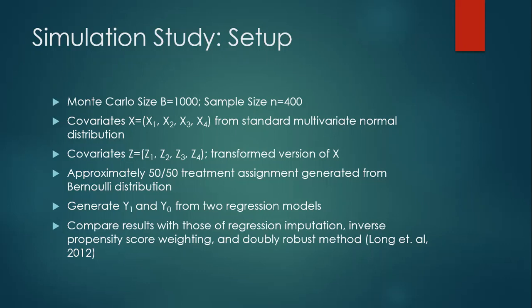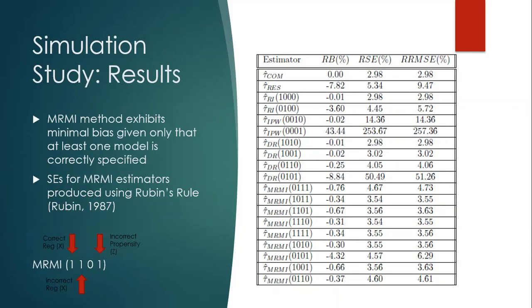So some brief background on the simulation study. We generated covariates X from the standard multivariate normal distribution and Z covariates, which were transformed versions of X to be used for the misspecified models. Y1 and Y0 were generated from two regression models. We wanted to compare our results with those of regression imputation, inverse propensity score weighting, and some other traditional methods.